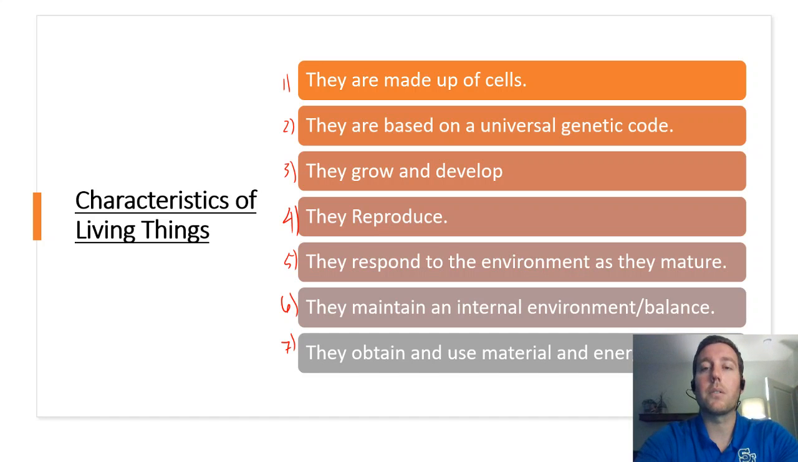So an organism has to be made of cells. They have to be based on the universal genetic code, so they have to have genes, which are encoded in our DNA, and there are a few things that have RNA, which we'll talk about. They have to be able to grow and develop. They have to be able to reproduce. They have to be able to respond to their environment. They have to be able to maintain an internal environment or balance, and they have to be able to obtain and use materials and energy, basically have a metabolism, which we'll talk about. So really, really important: they have to have all of these 7 things.